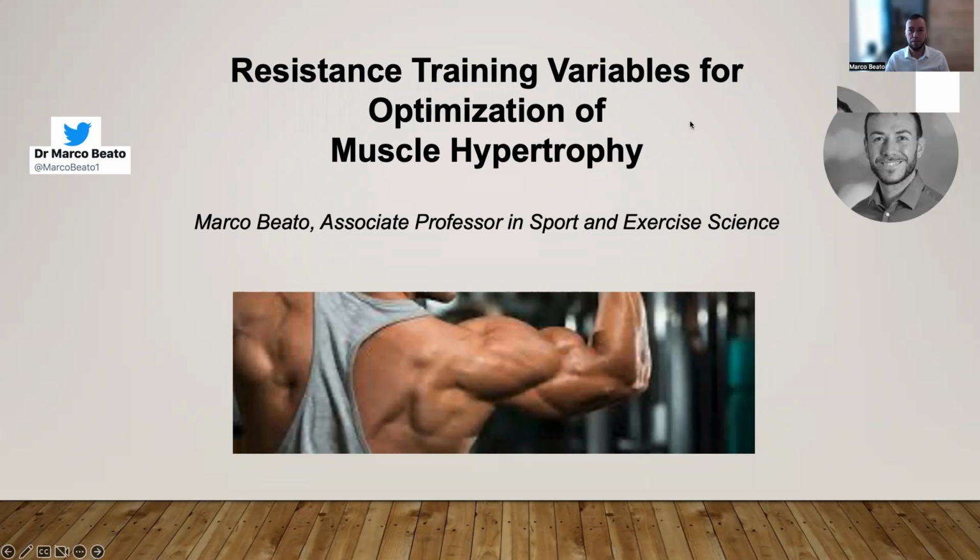Today we will summarize the main findings of this paper, Resistance Training Variables for Optimization of Muscle Hypertrophy, which was published in Frontiers in 2022.